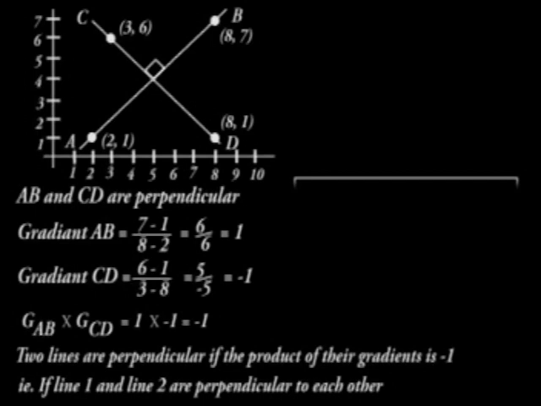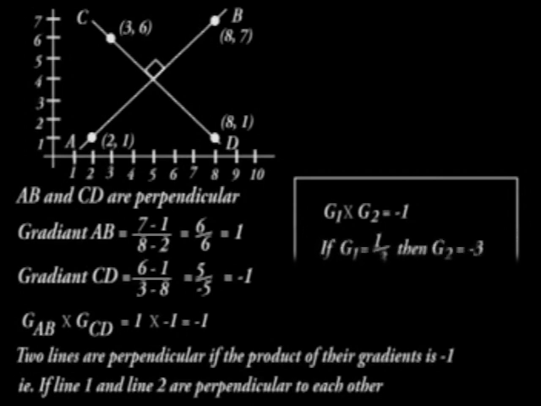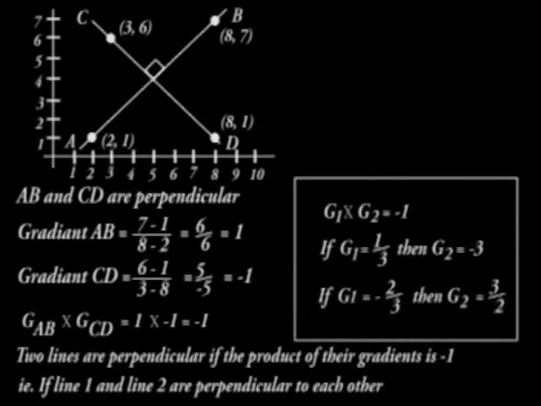For example, if line 1 and line 2 are perpendicular to each other, gradient 1 times gradient 2 is equal to minus 1. That is, if gradient 1 is 1 over 3, then gradient 2 is minus 3. If gradient 1 is minus 2 over 3, then gradient 2 is 3 over 2.